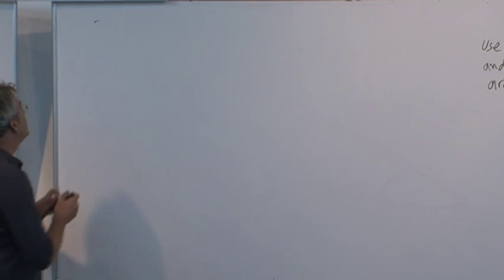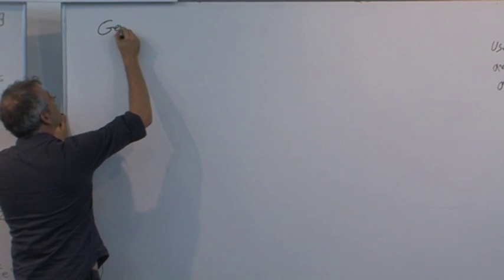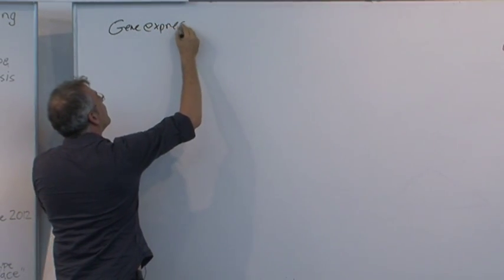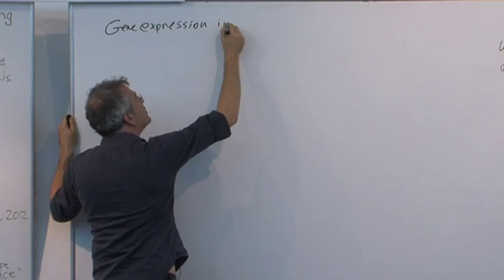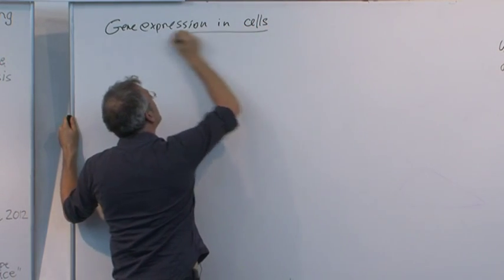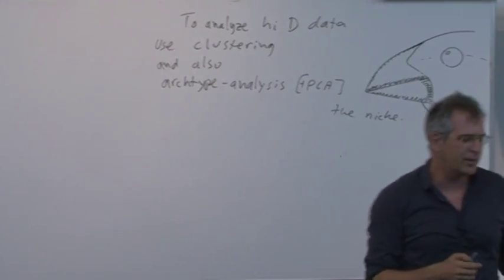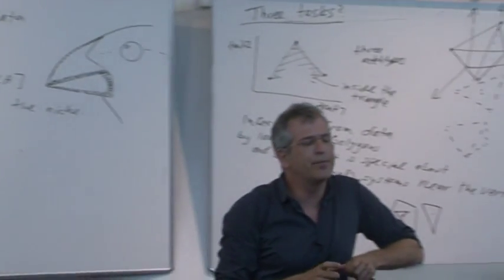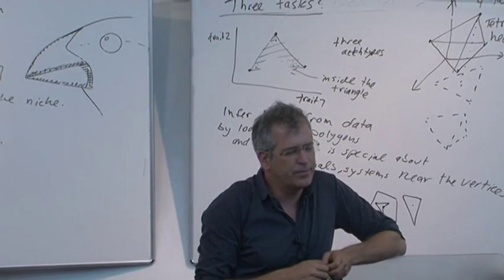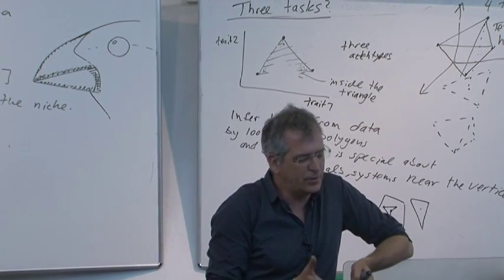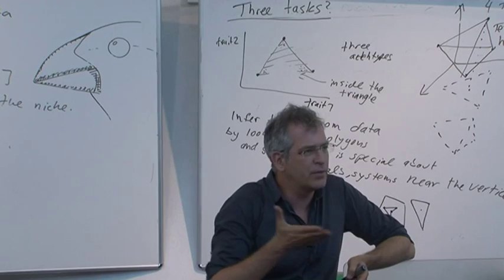Okay, so I want to turn now to gene expression in cells. So here the trait space I'm going to ask about is: how much protein does the cell choose to make from each gene? How much to activate each of its genes?